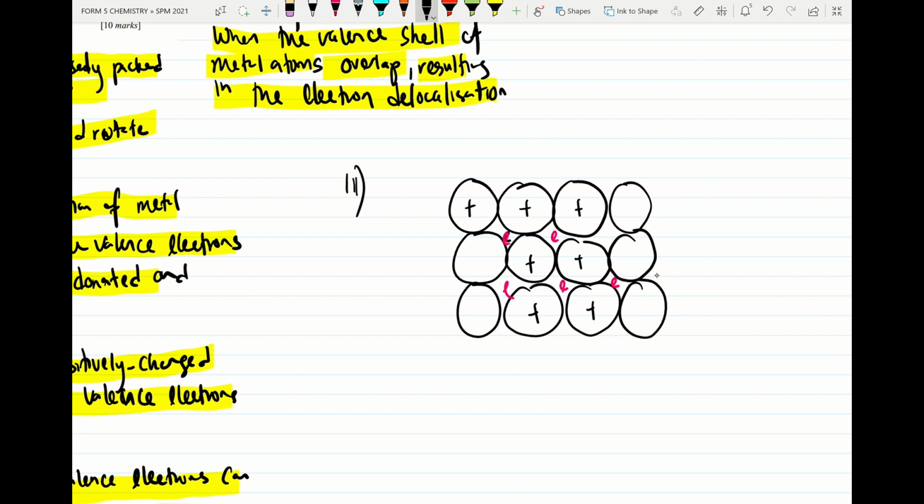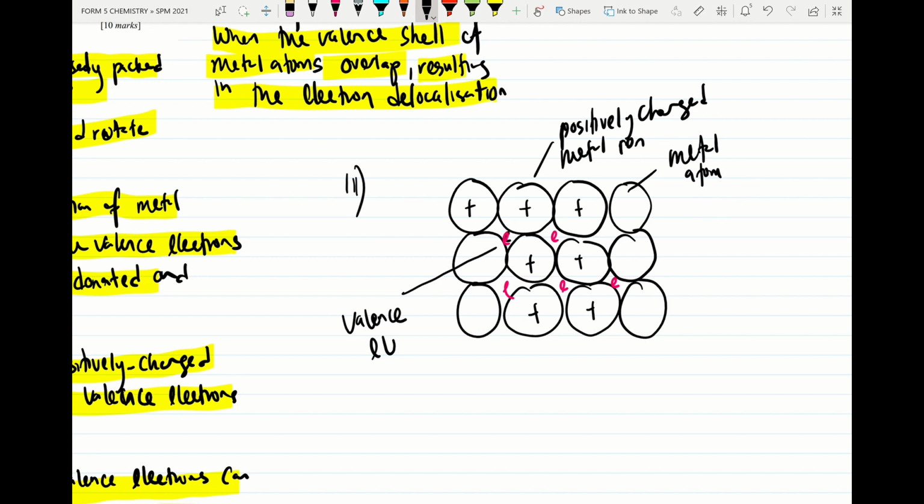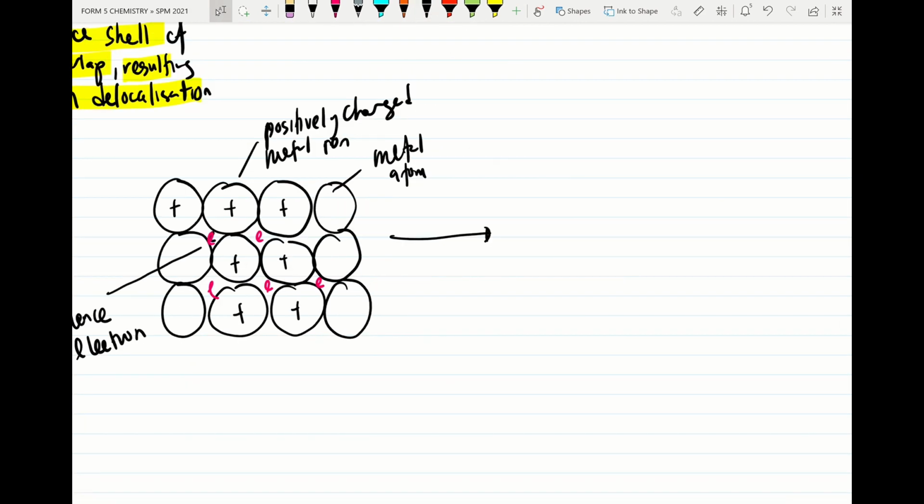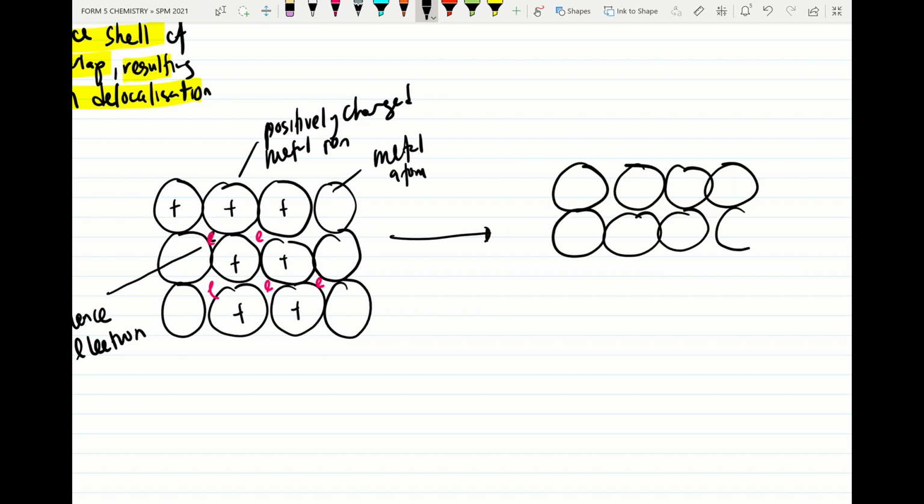So here we put the positively charged metal ion. So these are metal atoms, and this is known as valence electron. So we put valence electron. I draw again the metal atom. So this is a positively charged ion. They will form a sea of electrons. So we draw like this.